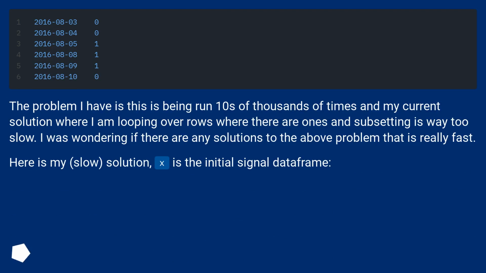The problem I have is this is being run tens of thousands of times, and my current solution, where I am looping over rows where there are ones and subsetting, is way too slow. I was wondering if there are any solutions to the above problem that are really fast. Here is my slow solution. X is the initial signal data frame.